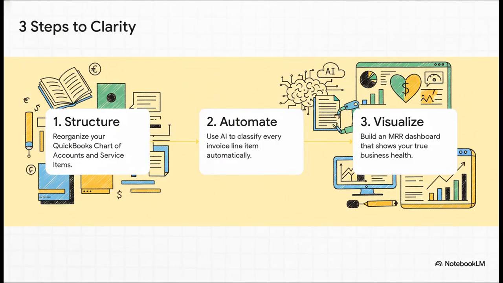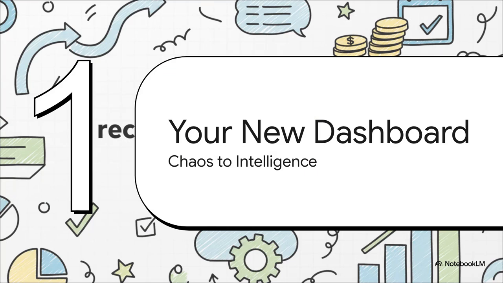Look, this whole process really just breaks down into 3 simple, manageable steps. First, you structure. Get your QuickBooks chart of accounts set up right. Second, you automate. This is where the magic happens. You use an AI tool that literally reads every single line item on every invoice and automatically assigns it to the correct revenue bucket. No more manual spreadsheets. And third, you visualize. You feed all that perfectly clean data into a dashboard that shows you your business's true health at a glance.